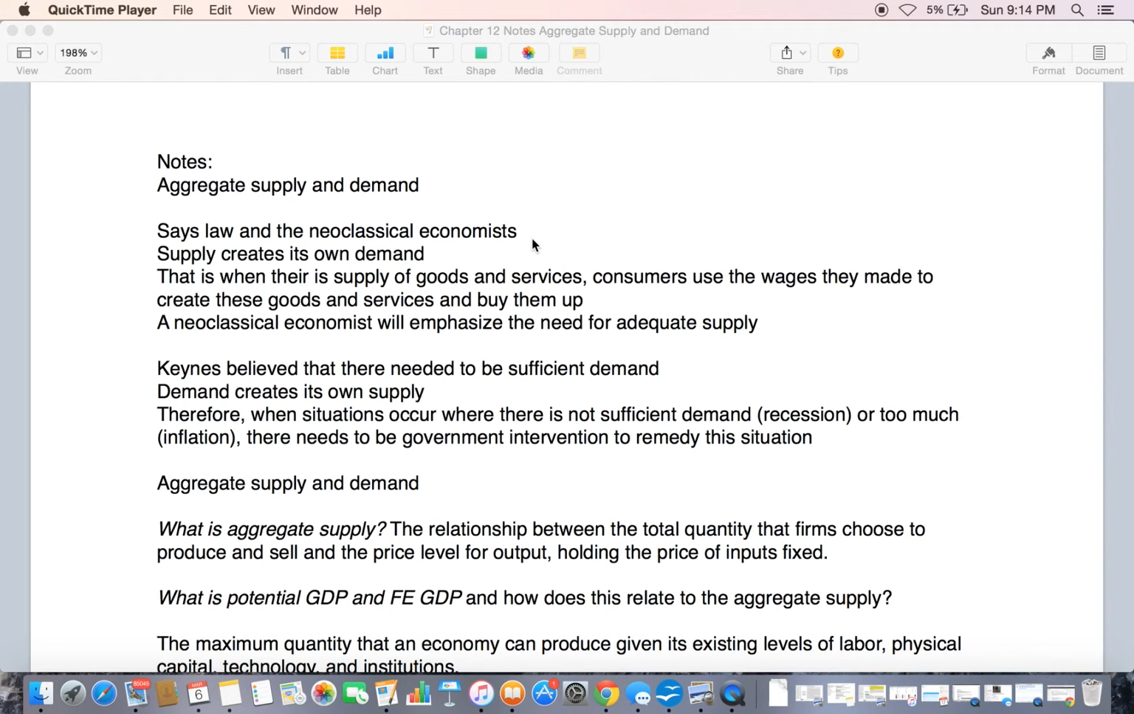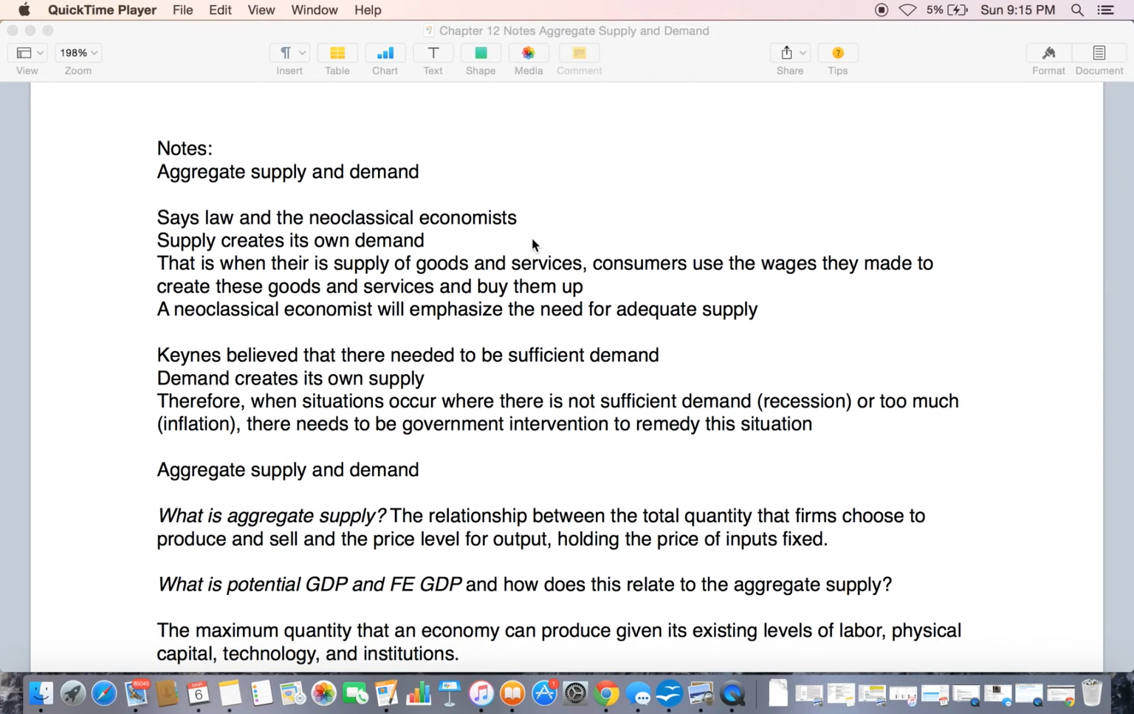Welcome to our lecture on Chapter 12, Aggregate Supply and Demand for Week 8. Looking at aggregate supply and demand, we need to keep in mind that we're now in macroeconomics. So aggregate supply and aggregate demand are going to be significantly different from what we have learned in microeconomics concerning individual firm or industry supply and demand.